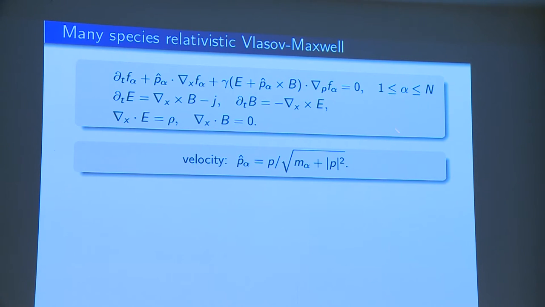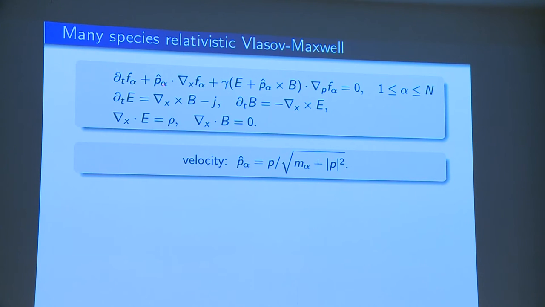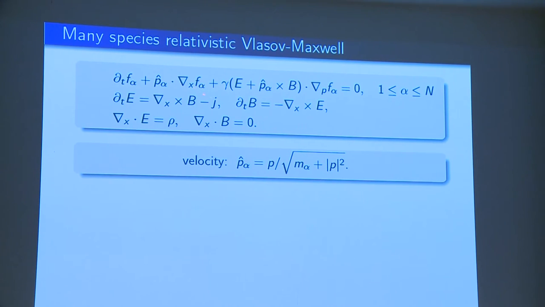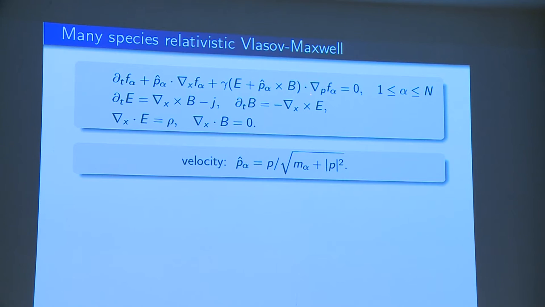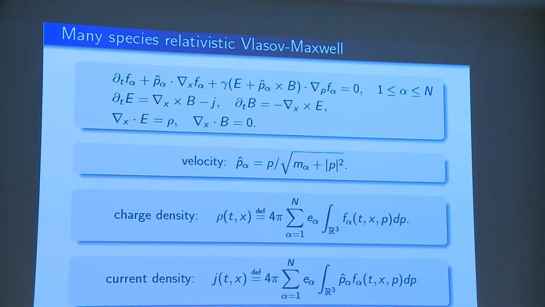So alpha represents any integer between 1 and n, then ∂_t f_α plus p̂_α dot gradient_x f_α plus the force term, e plus p̂ cross b, dot gradient_p f_α equals 0, and that represents n different equations. Then you have the same Maxwell's equations and the same divergence conditions, and here the velocity p̂_α is p over the square root of m_α² plus |p|², and m_α represents the mass of each individual different particle that you're modeling here.